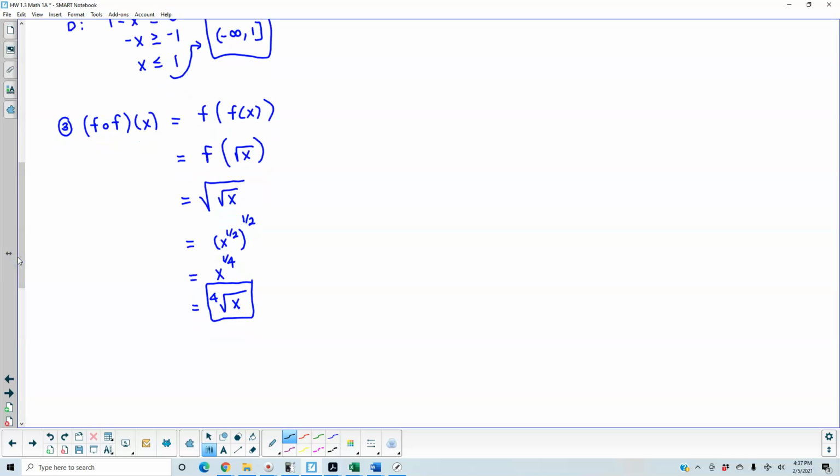And so now we've got to find the domain of this function. Well, the domain tells us that x must be greater than or equal to 0 since it's an even root. So therefore, it's 0 to infinity for the domain.